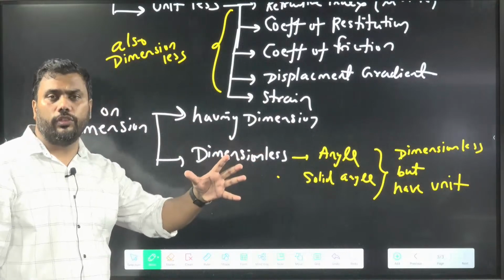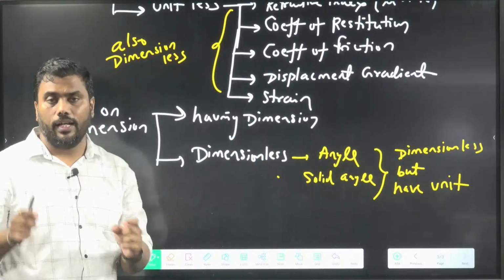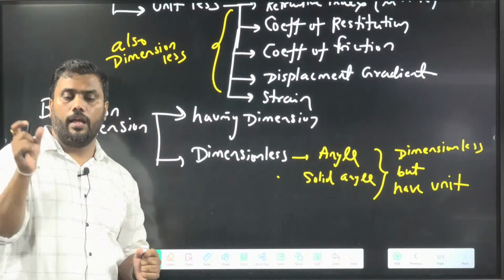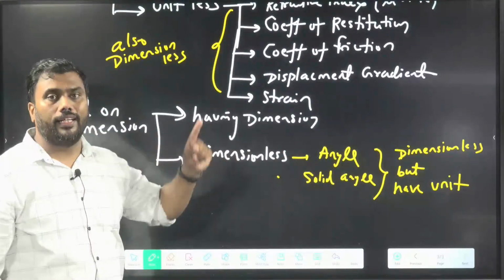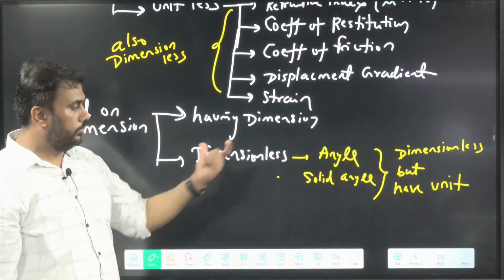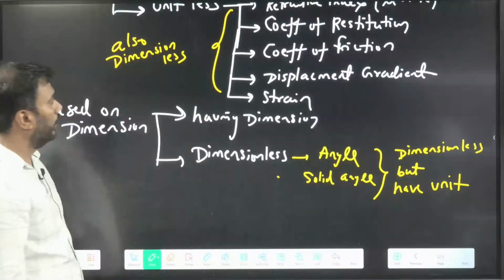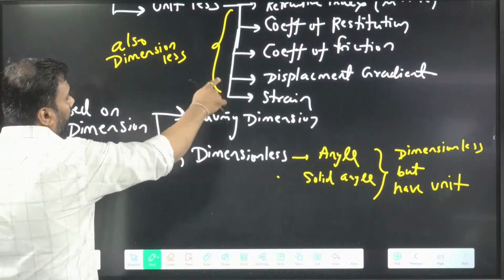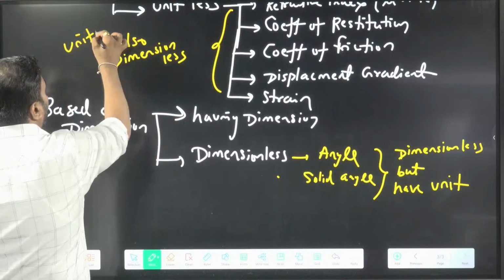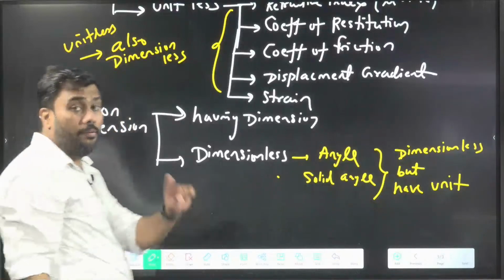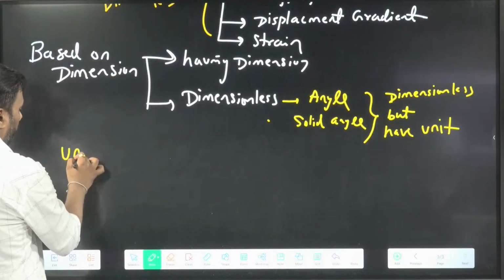So a question is usually asked: should a physical quantity having dimension have a unit? Yes. Every physical quantity having dimension has a unit. Should a physical quantity having a unit have dimension? No. Angle is an example. It has unit but it does not have dimension. And all the unitless quantities are also dimensionless. Unitless means dimensionless. But dimensionless does not mean unitless. Clear?